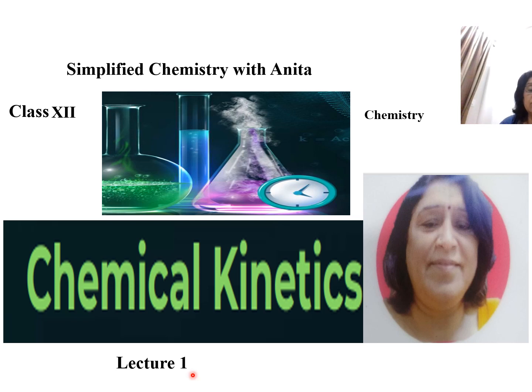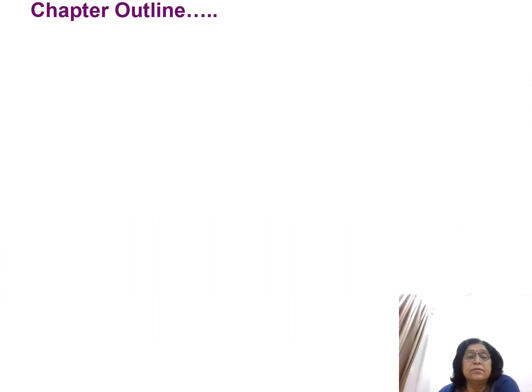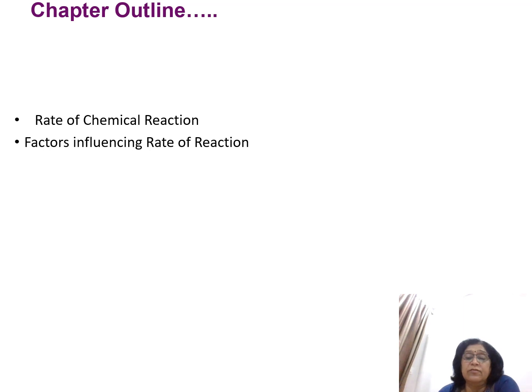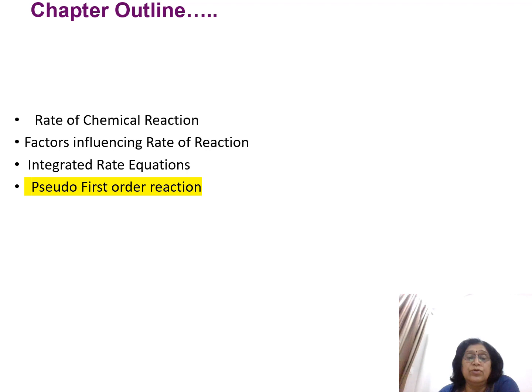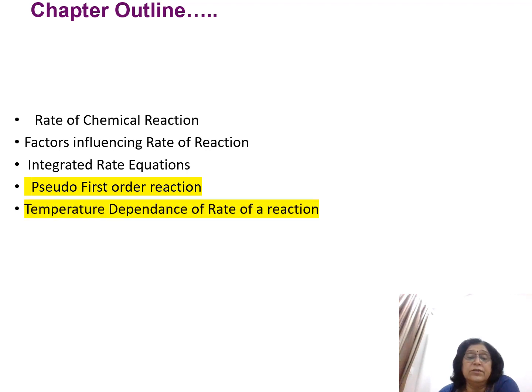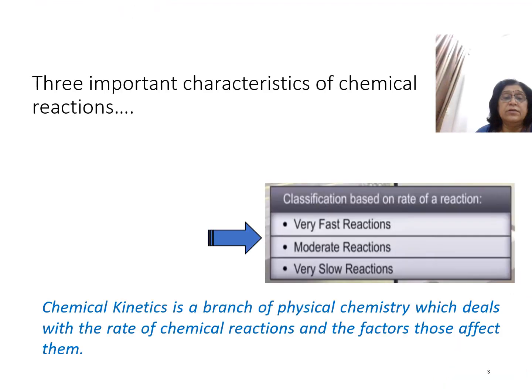So hi guys, we are with the new chapter now, chemical kinetics. Chapter outline, we are going to study in this chapter rate of chemical reaction, factors influencing rate of chemical reaction, integrated rate equations, pseudo first order reaction, temperature dependence of rate of reaction, and collision theory of reaction. Okay, so let's begin with rate of reaction.